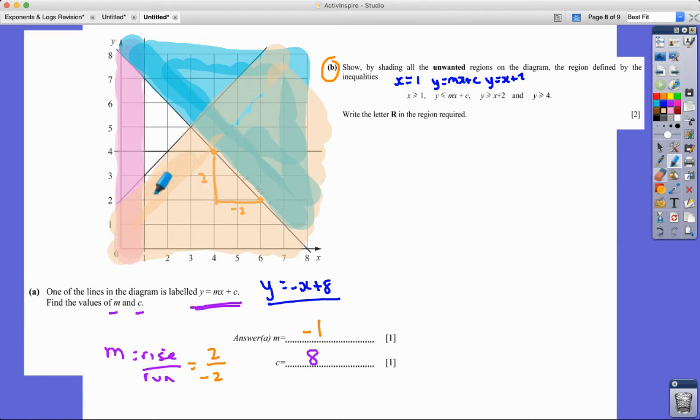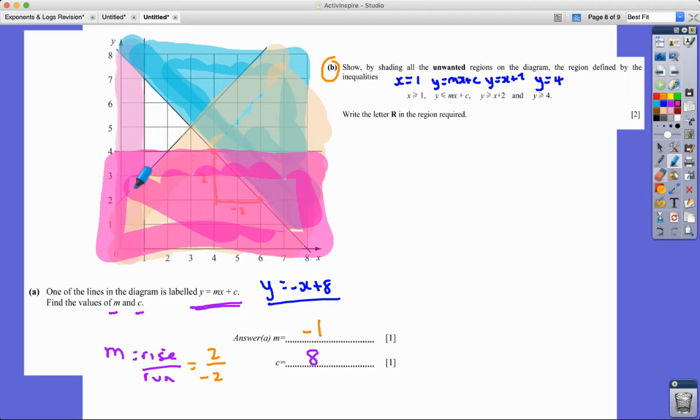And then the last bit is this bit. Let's not forget the fourth one. It's just there. y equals 4 is the line. It's that horizontal line there. And I'm only interested in above the line, y greater than or equal to 4. So I'm going to shade out anything that is below that. Anything below it, shade it out. So I'm basically shading out that small triangle. And I've done it, it's all done.